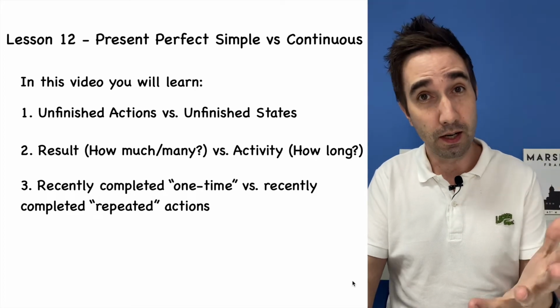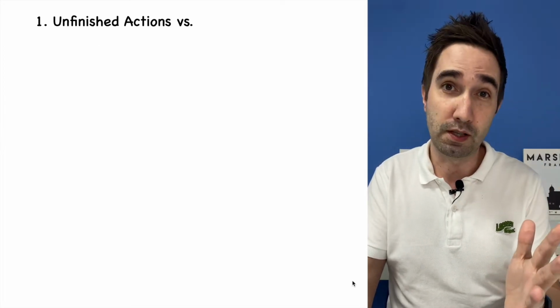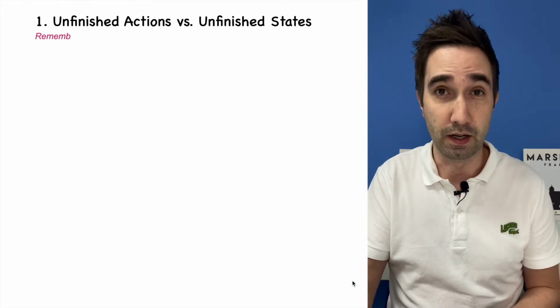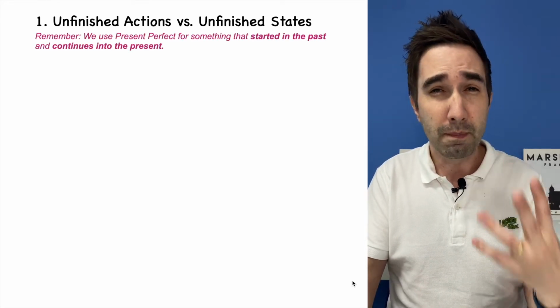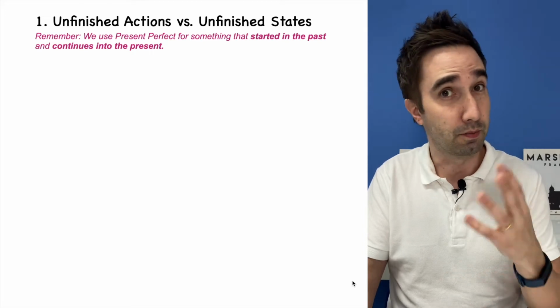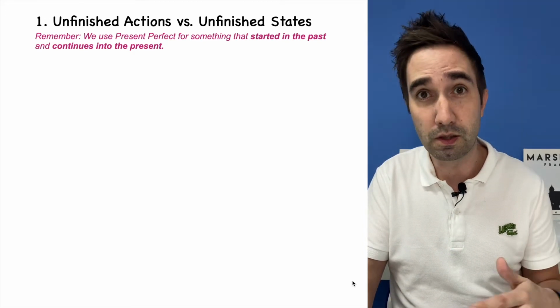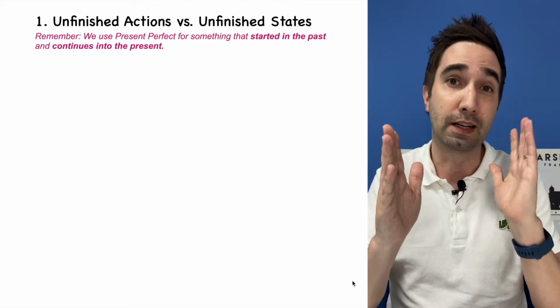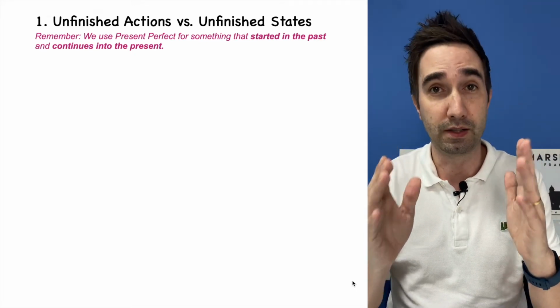All right, so let's get into it. Here we go with slide number 1, unfinished actions versus unfinished states. So remember that we use the present perfect simple, present perfect continuous to talk about an action that started in the past and then it continues into the present, all right?